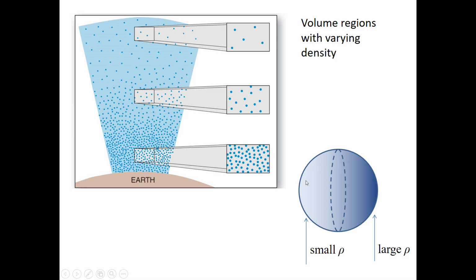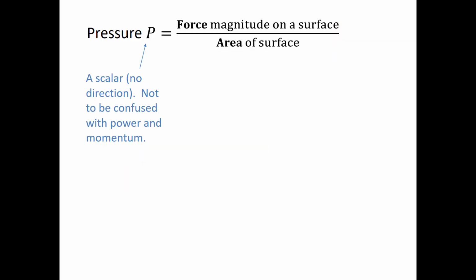In a less physical example, you could imagine a sphere made of some kind of stuff that was very dense at one end and not so dense at the other end. There's more air mixed into it here, and then there's less and less air as you go to that end of the sphere. So the density of objects and fluids can change from point to point in the object.